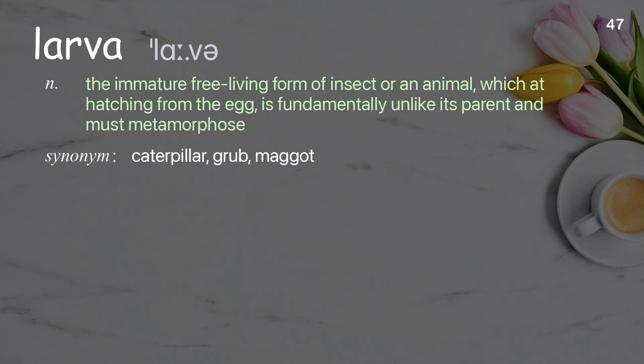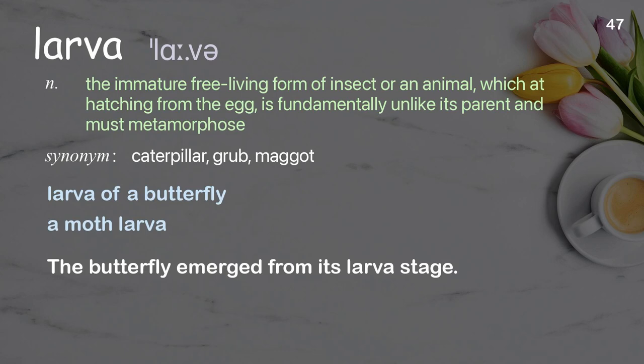Larva. The immature free-living form of insect or an animal, which at hatching from the egg, is fundamentally unlike its parent and must metamorphose. Examples. Larva of a butterfly. A moth larva. The butterfly emerged from its larva stage.